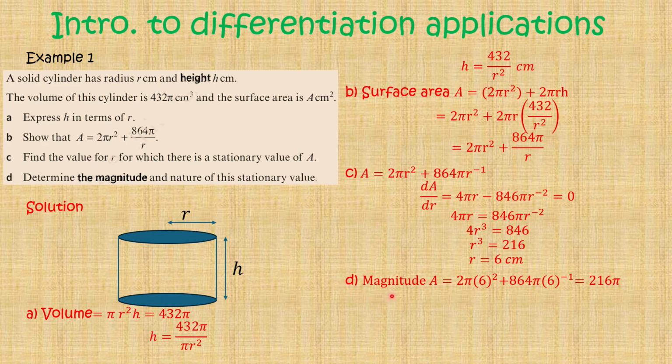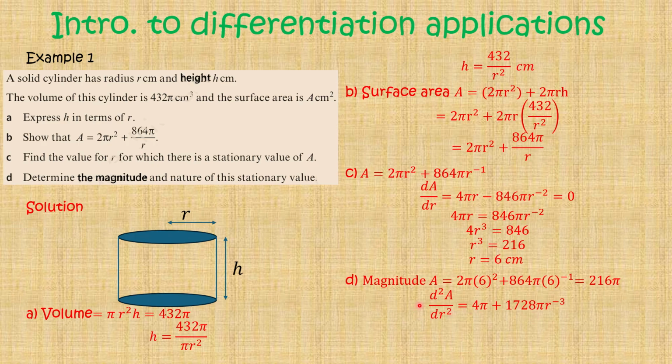Now, in order to just verify and to see what the nature of the stationary point is, we will need to take the second derivative. That is to say, from the first derivative, we differentiate again with respect to r, we are going to get 4 pi plus 1728 pi r to the power minus 3.